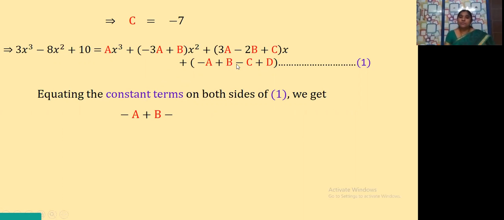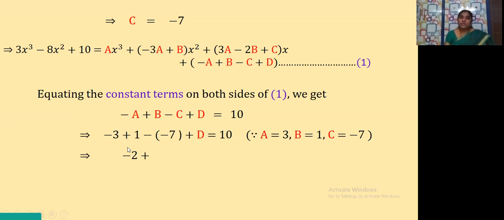Minus a plus b minus c plus d is equal to 10. Now we know all the three constant values. Let us replace them here. Minus 3 plus 1 minus of minus 7 plus d is equal to 10. So minus 3 plus 1 is minus 2. Minus into minus is plus 7, plus d is equal to 10. What is 7 minus 2, children? It is 5. 5 plus d is equal to 10. So this 5 goes to the other side. It becomes d is equal to 10 minus 5, which is 5.